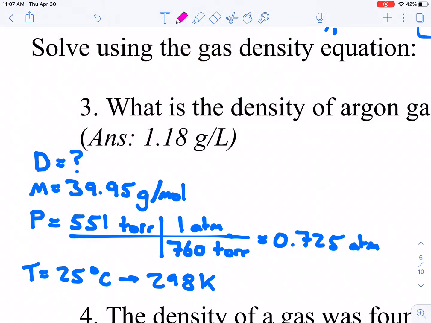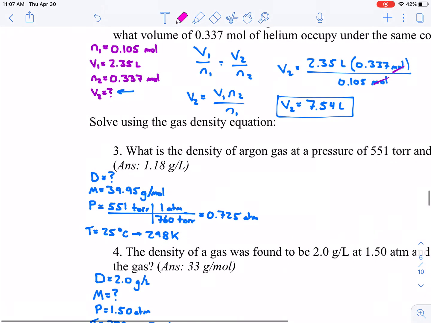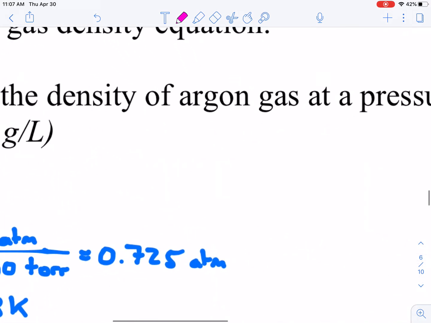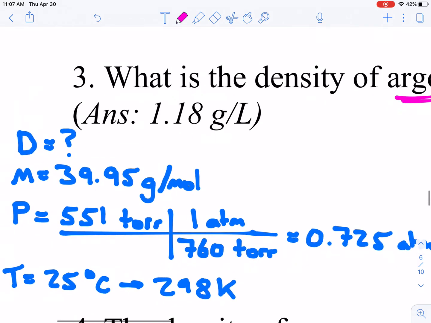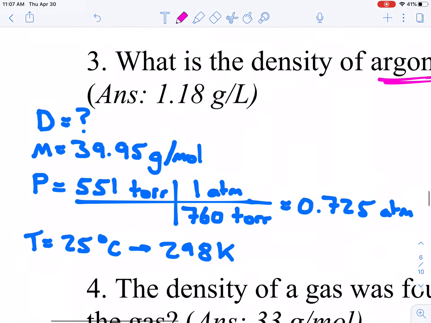You'll notice that the density is unknown. The molar mass, we are told, is 39.95. Now, we're not actually given the molar mass in the problem, but we are told that we're dealing with argon. Argon is a gas on the periodic table. You can look up its molar mass, and you'll find that its molar mass is 39.95. And remember the units, grams per mole. So we want to make sure we have all of our units involved here.